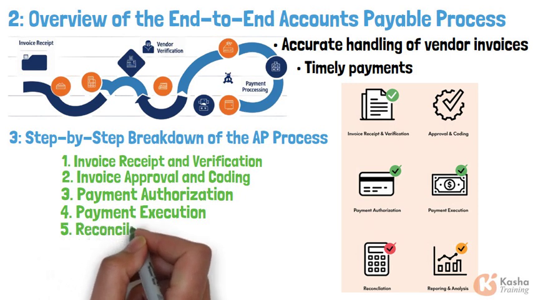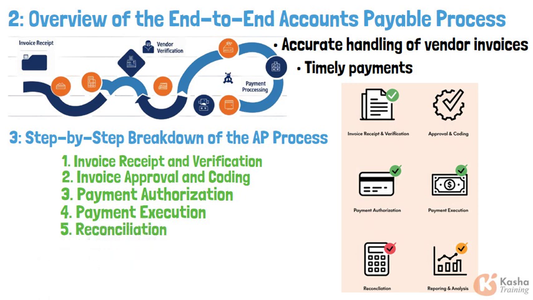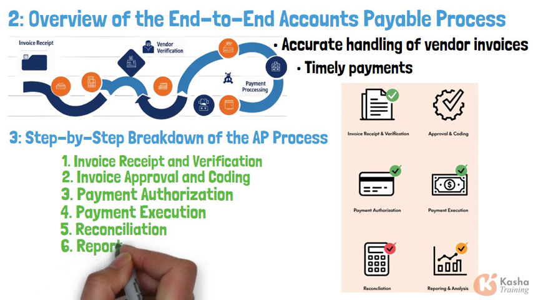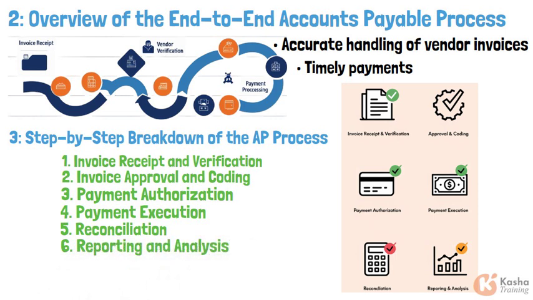5. Reconciliation. After payments are made, reconciliation occurs to match outgoing payments against records in the accounting system. This step ensures that all transactions are accurately recorded and discrepancies are resolved. 6. Reporting and analysis. Finally, comprehensive reports are generated to analyze vendor performance, payment trends, and outstanding liabilities. This data helps organizations make informed financial decisions.